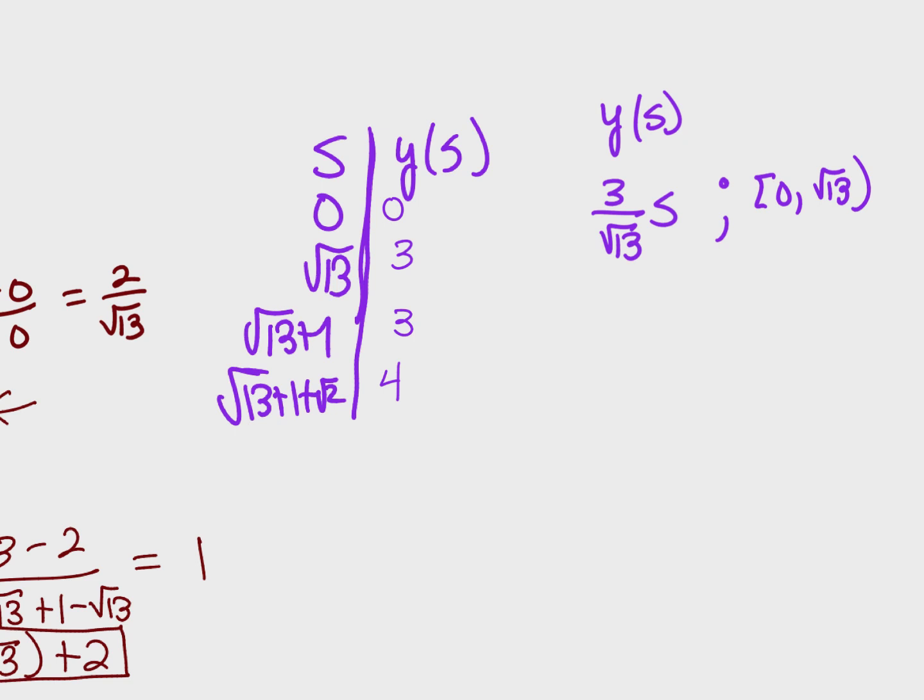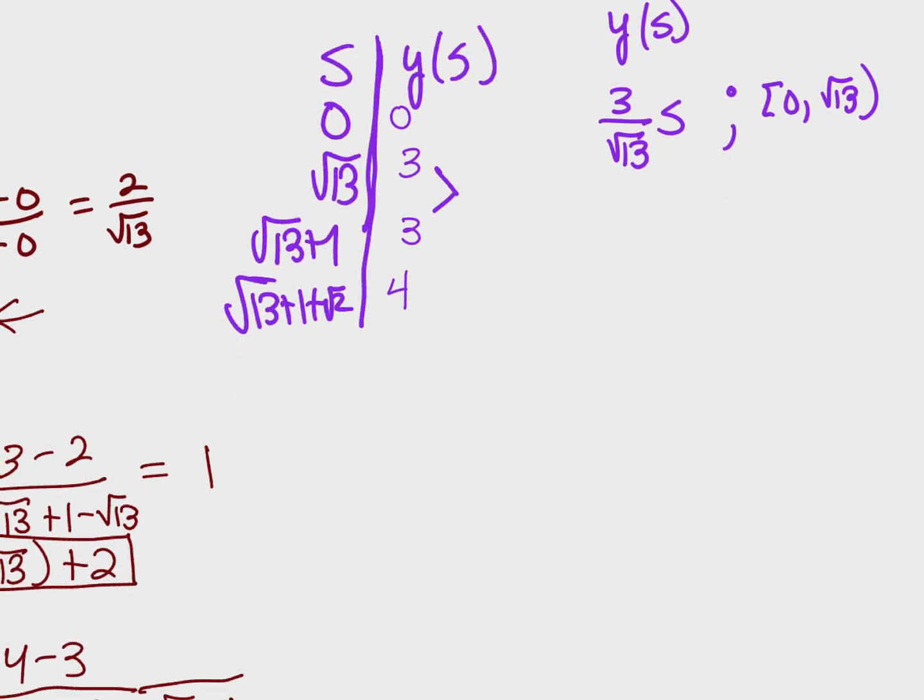Okay, so then the second piece, I need to find the slope, and that's going to be between these two. Well, what do you notice right off the bat when I do 3 minus 3? I have a slope of 0. Okay, so now I want you to think about we're going from the square root of 13 to the square root of 13 plus 1.